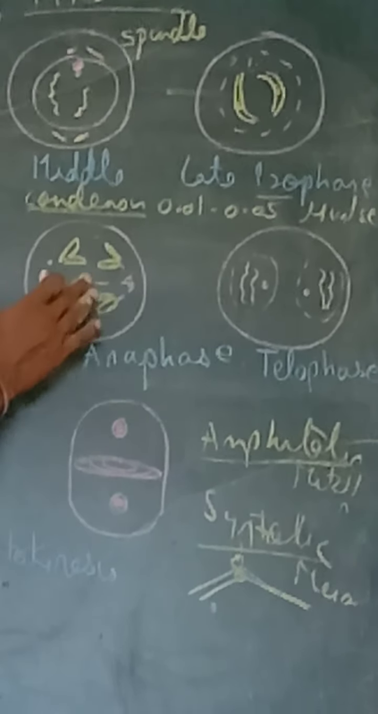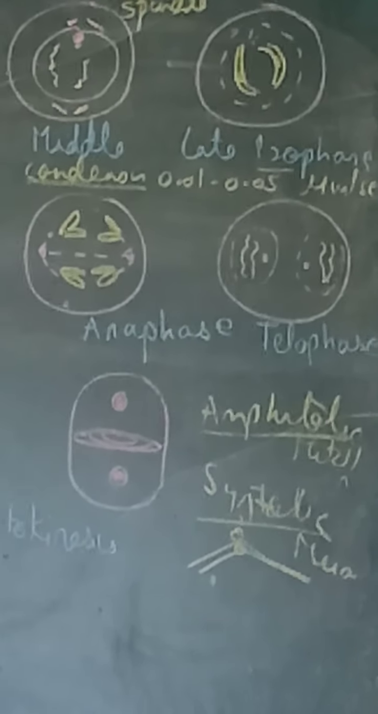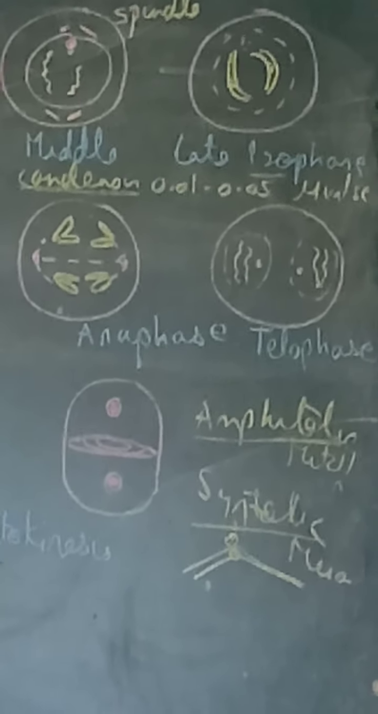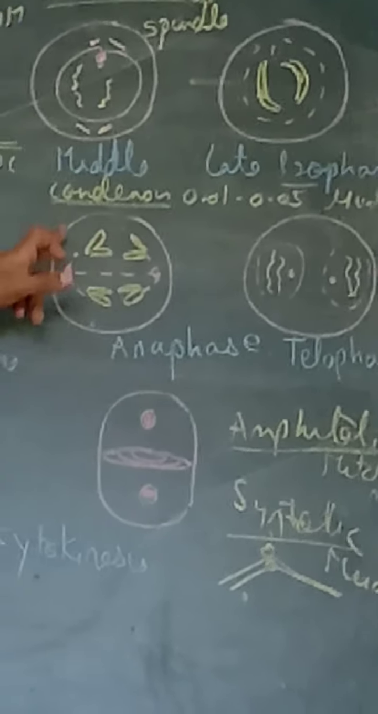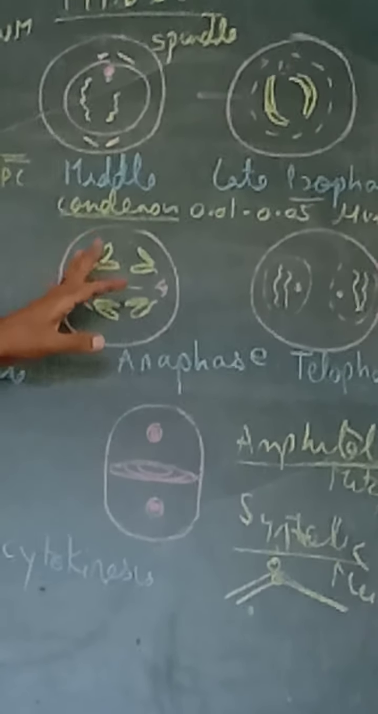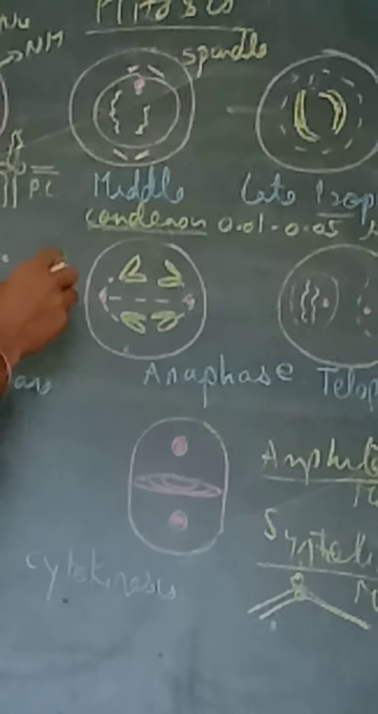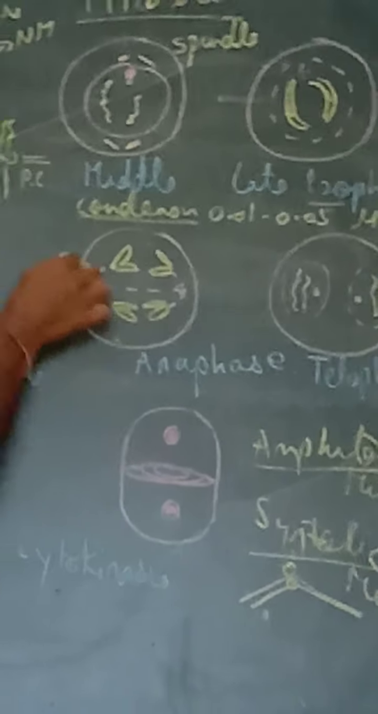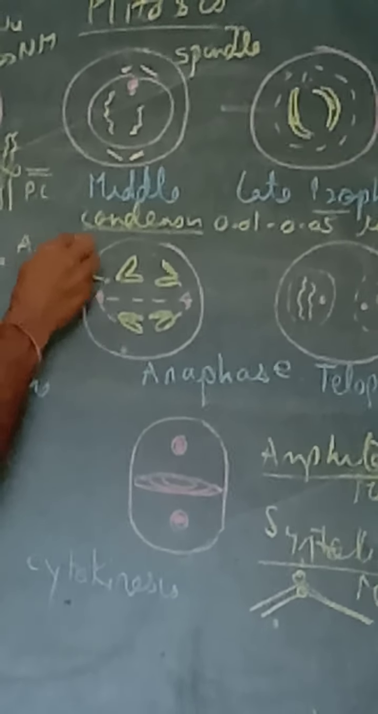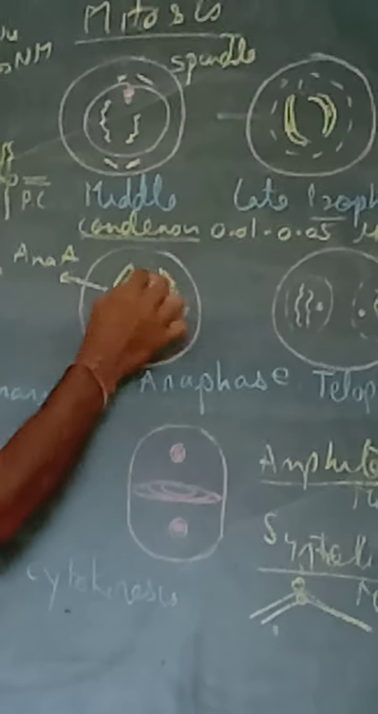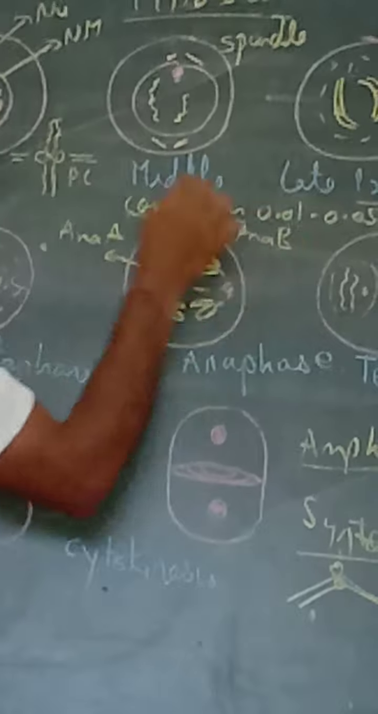Now coming to anaphase, where these two sister chromatids start separating from each other. The centromere splits. The movement of chromatids is of two types, anaphase A and anaphase B. The movement of a chromatid towards the pole is known as anaphase A movement, whereas the separation of these two sister chromatids is known as anaphase B movement.